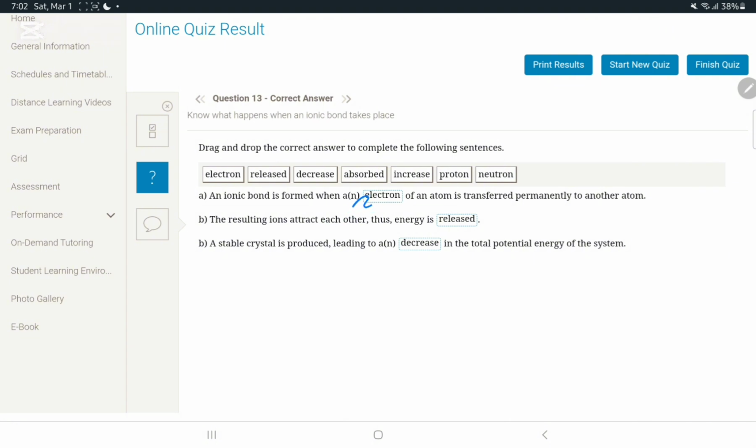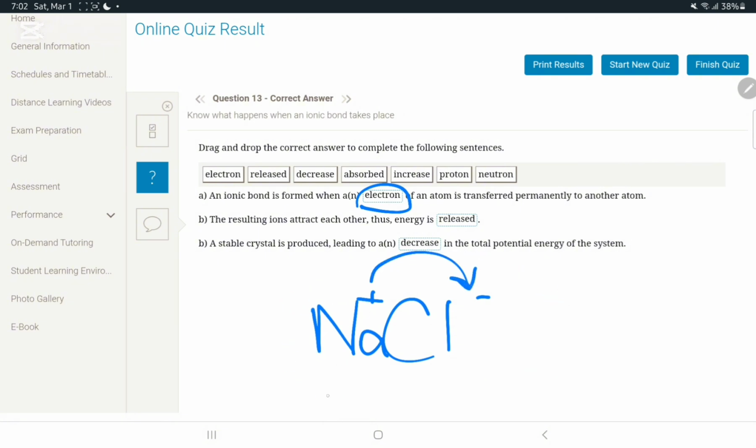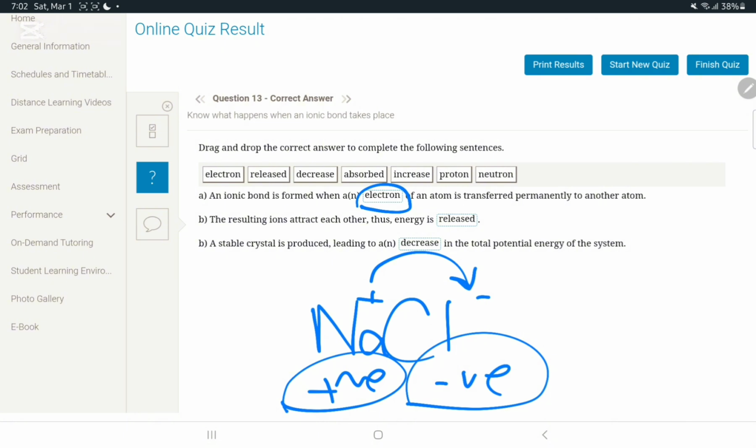An ionic bond is formed when an electron of an atom is transferred permanently to another atom. Let's take NaCl, the most famous one. NaCl, it's Na plus Cl minus. It's an ionic bond because Na donated one of its electrons to Cl. Therefore, Na became positive and Cl became negative, since it gained one electron and Na lost an electron.